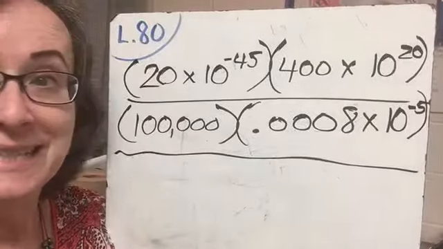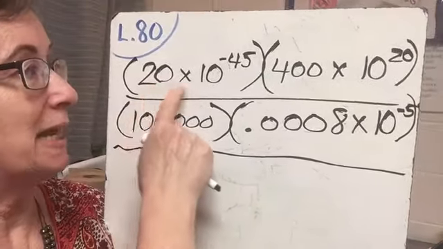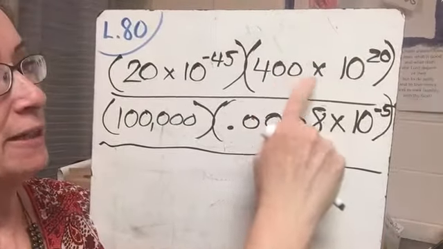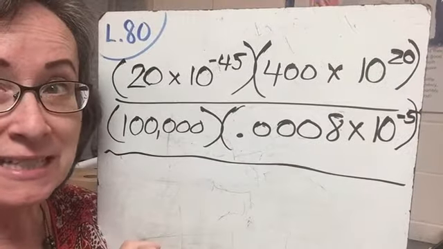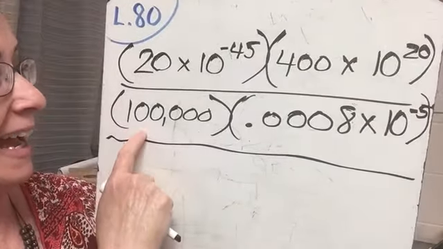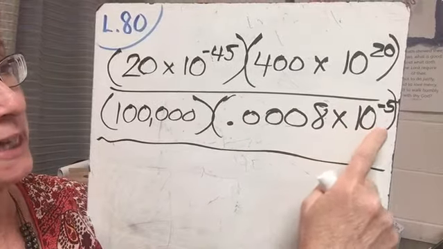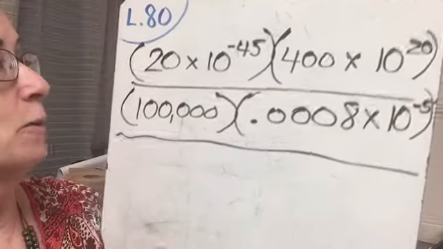All right, so this is our last practice problem. We have 20 times 10 to the negative 45, 400 times 10 to the 20. Neither one of those are properly in scientific notation. And 100,000 and 0.0008 times 10 to the negative 5. We have to fix all of these, don't we? So let's start at the beginning.